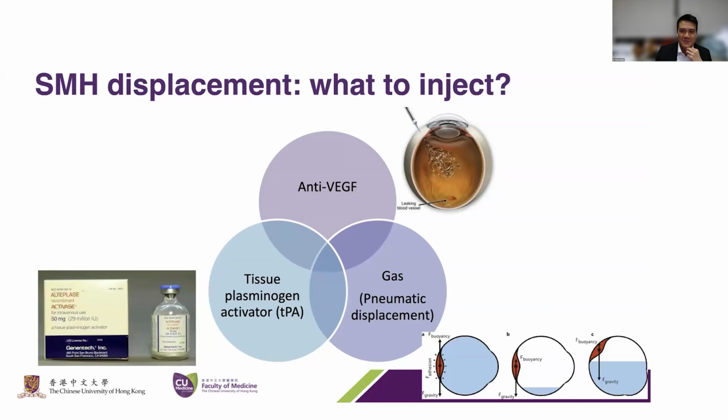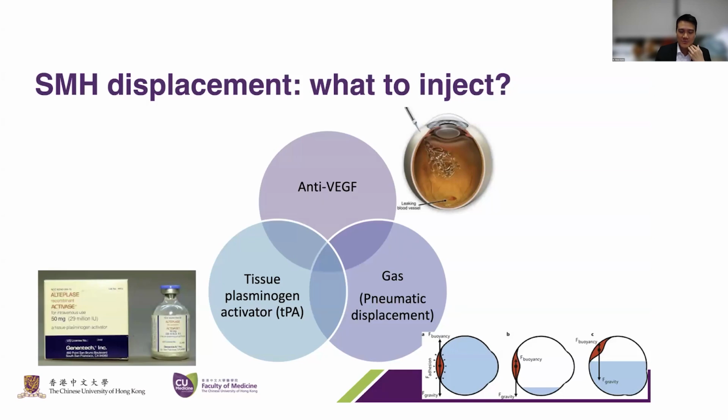So there are mainly three components that we can inject in the eye to displace the submacular hemorrhage. Gas, pneumatic displacement. By injecting expansile gas, we ask the patients to adopt a face-down posture. With the buoyancy and the surface tension of the gas, we hope to counteract the buoyancy of the subretinal clot and cause inferior displacement of the submacular clot.